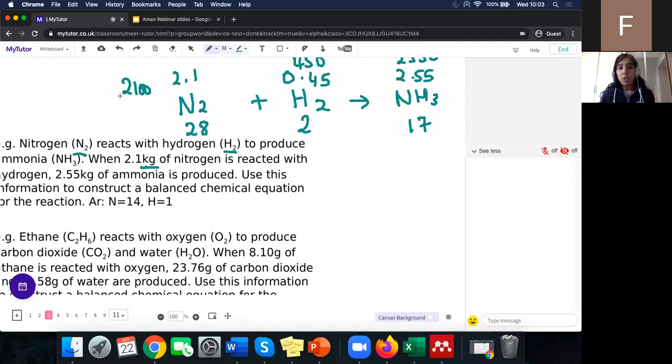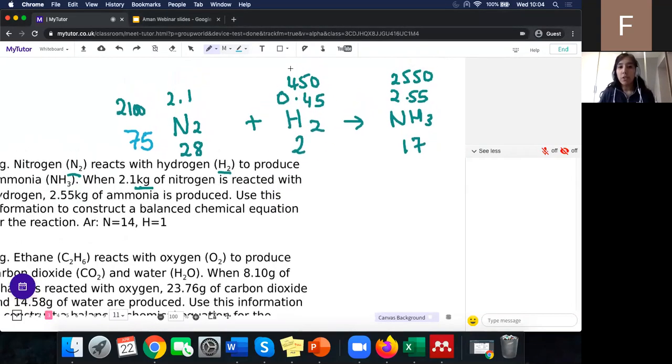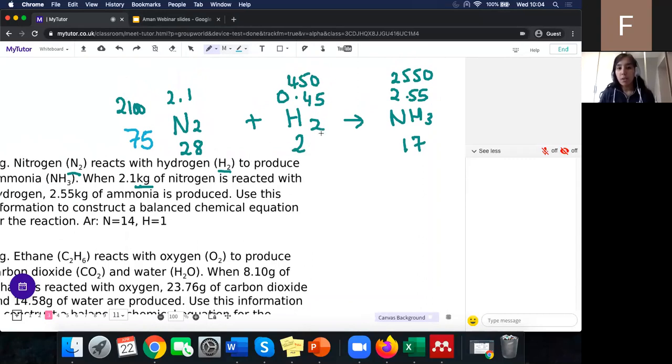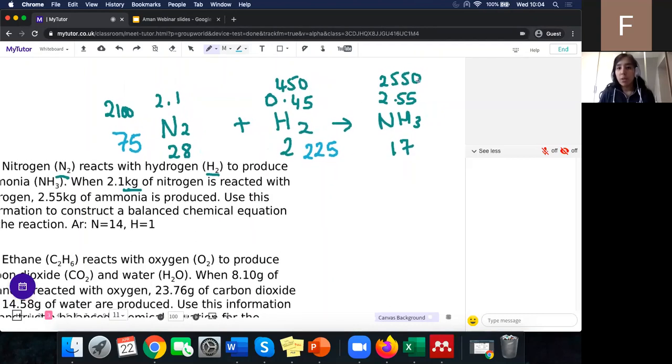For nitrogen, if we do 2,100 divided by 28, what do we get? 2,100 is the mass divided by the AR of 28. Excellent, 75. Well done. What about hydrogen? We do 450 divided by 2, so that's 225. And the final one is 2,550 divided by 17. What's 2,550 divided by 17? Excellent, 150. Well done.